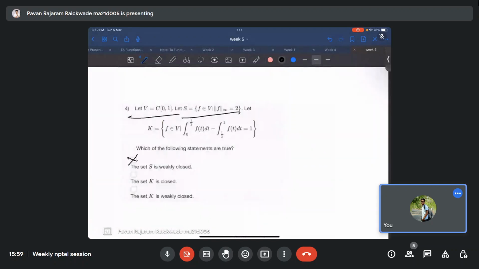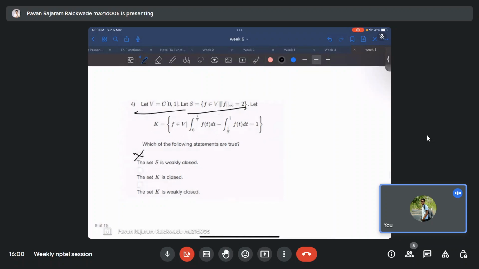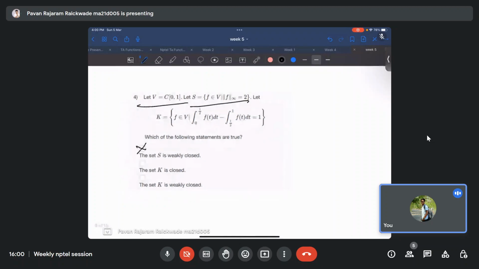Any doubts in this? Yeah. Okay. If no doubt, I'll continue. I'll go to the second option. The set K is closed.